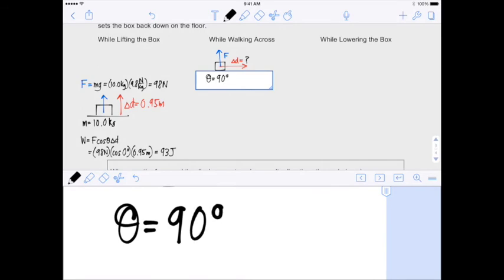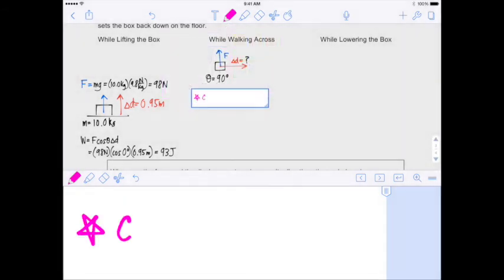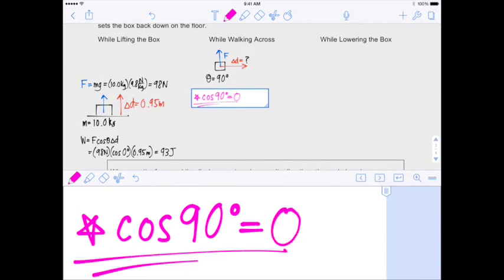Good. It's 90 degrees. Now I want you to tell me, and do this in a different color so we remember, what the cos of 90 degrees is. 0. And this is always the case. The cos of 90 degrees is 0.